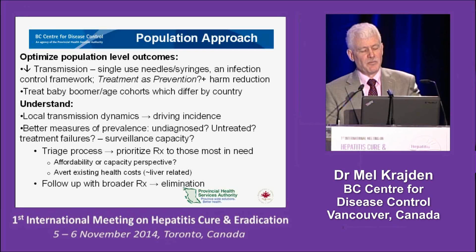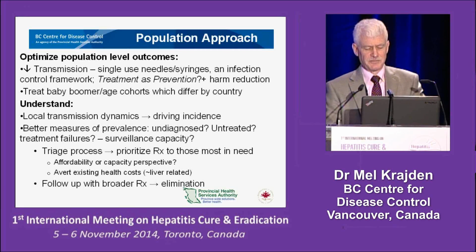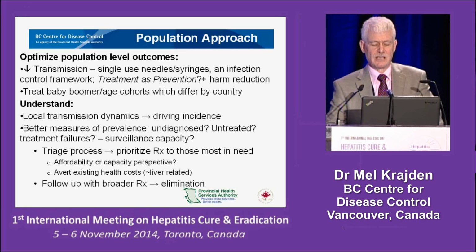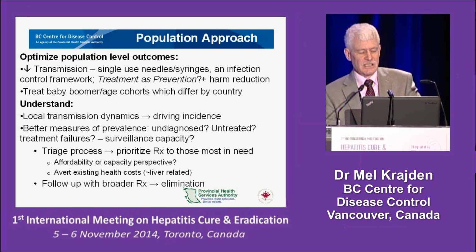And you also want better measures of prevalence in terms of those that are undiagnosed, untreated, treatment failures. And this requires a surveillance capacity that is sadly lacking in most countries in the world. And you'd also want to create a triage process where you could prioritize treatment to those most in need, and we heard about this during this conference.